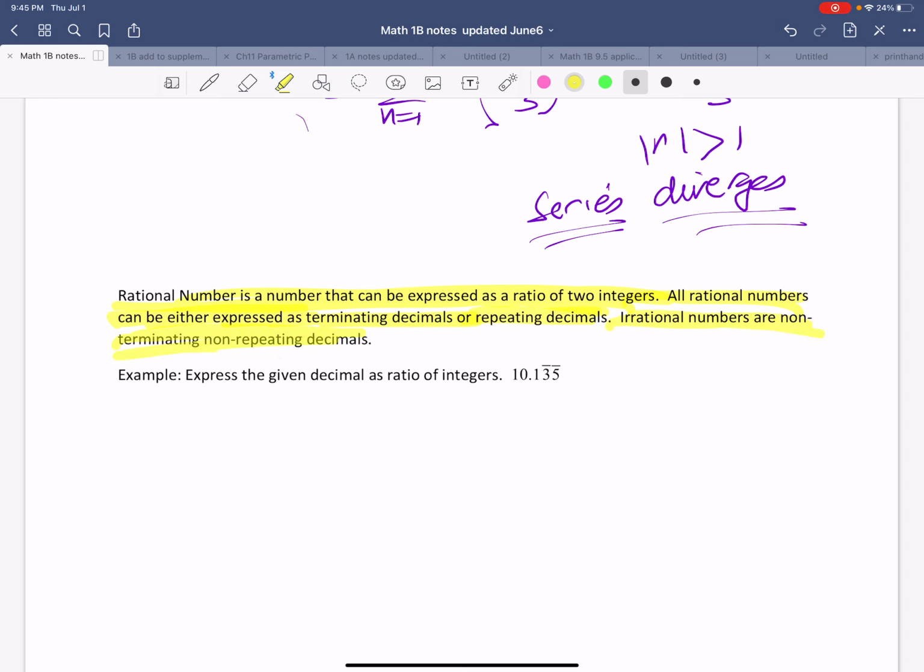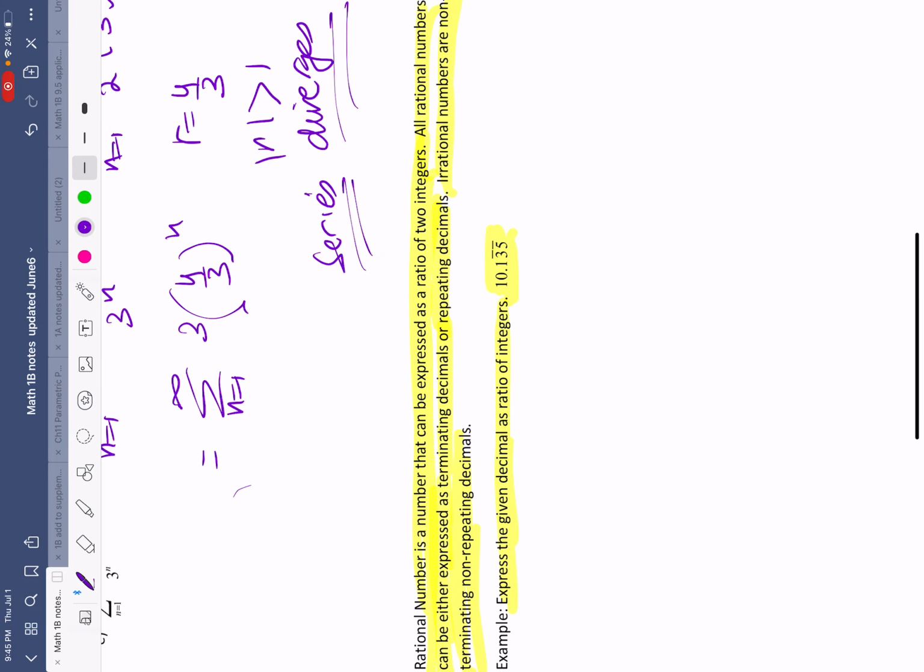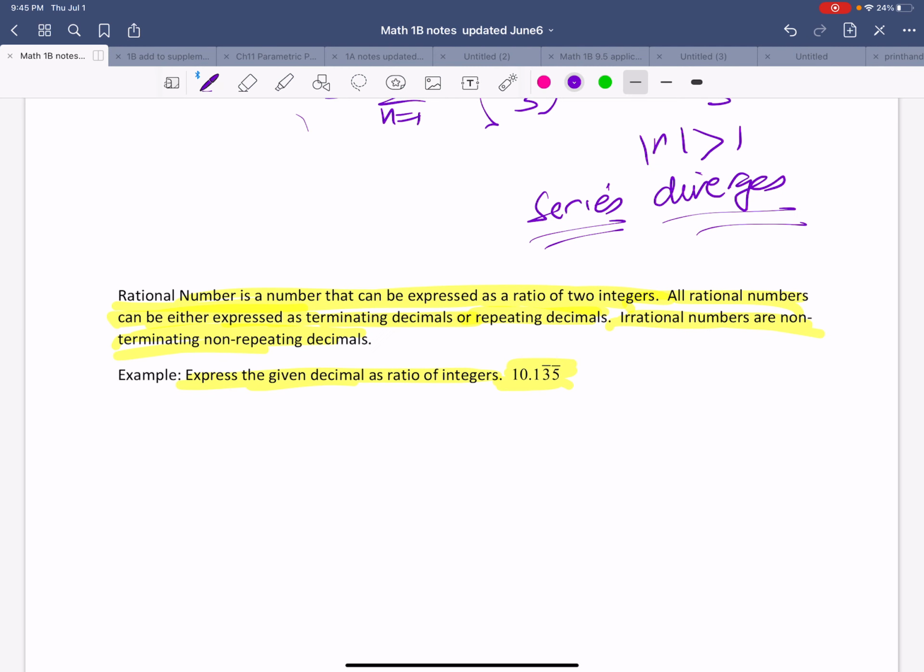Irrational numbers are non-terminating, non-repeating decimals. So express the given decimal as a ratio of integers. So we have 10.1 3, 5 with a bar on the top, that means the 3, 5 is repeating. And we need to find out if we can write it as a ratio of integers. So let's see. Can I say this is 10.1, 35, 35, 35, 35, 35, 35, and so on.